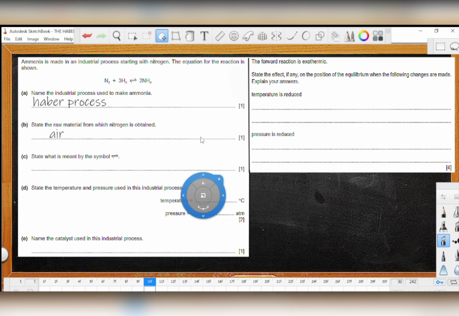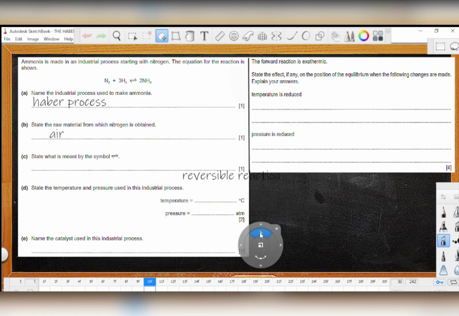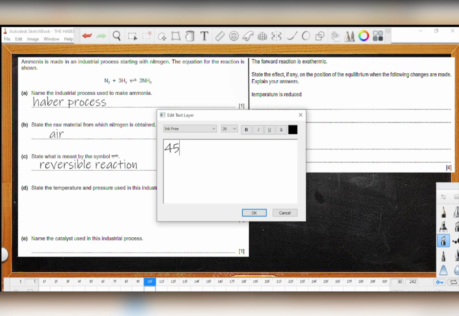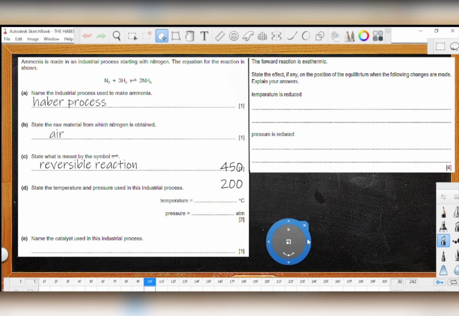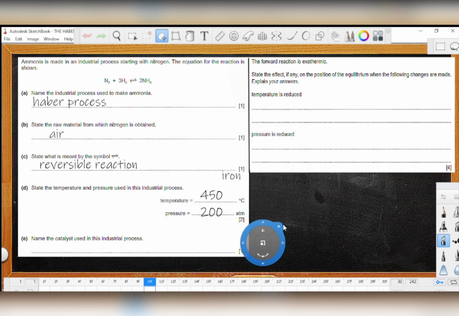What is meant by this symbol? It is supposed to mean reversible reaction. That's what that symbol means, that the reaction is reversible. State the temperature and pressure. I think we're tired of this now. 450 degrees Celsius and 200 atm. So I'm going to put it right here. Name the catalyst: iron. We're all used to that.